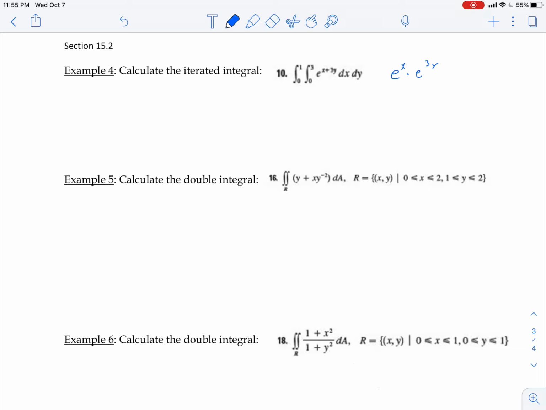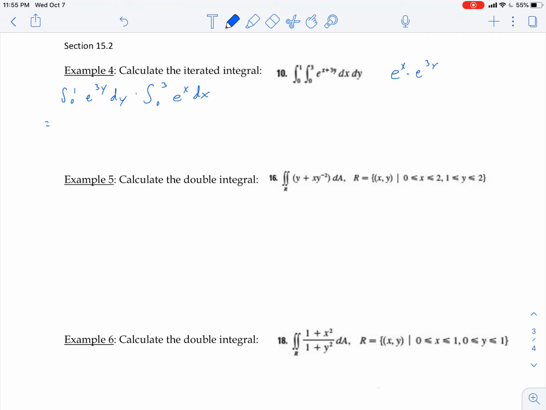So that's what I'm going to do. I'm going to go from 0 to 1, e to the 3y dy times the integral from 0 to 3, e to the x dx. Make sure that's correct. 0 to 1 is going to be dy. Alright, so let's go ahead and take the integral of the first.